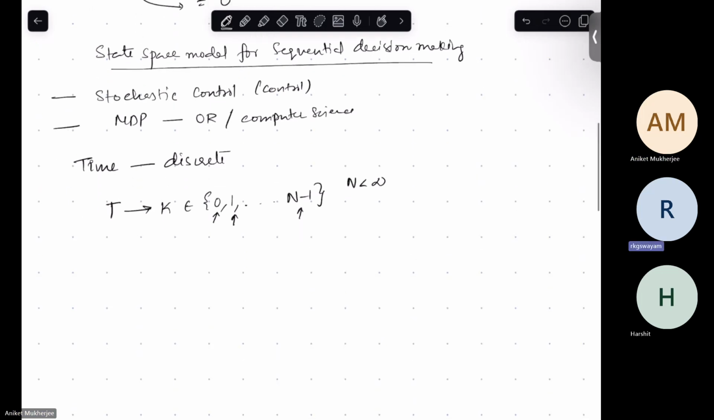I have a query here: at the discrete timestamps, do we have a central control, or is the entire control distributed? Yes, your doubt is single control or distributed control.